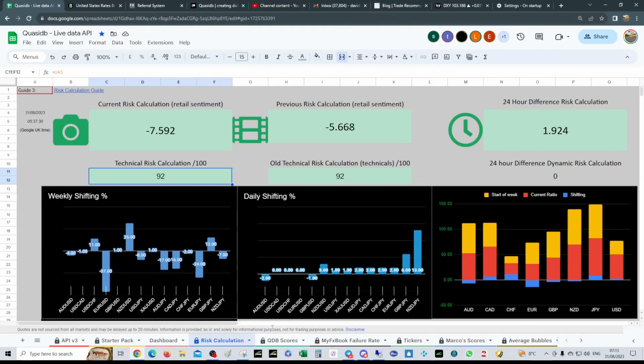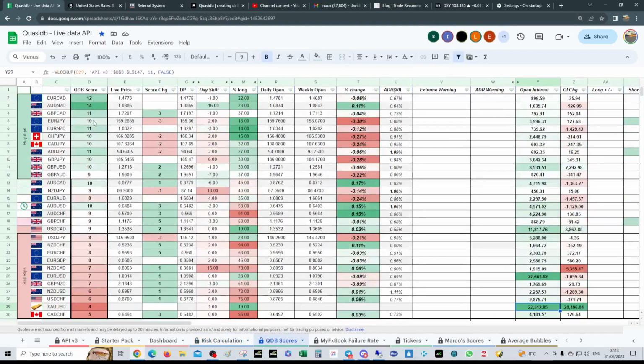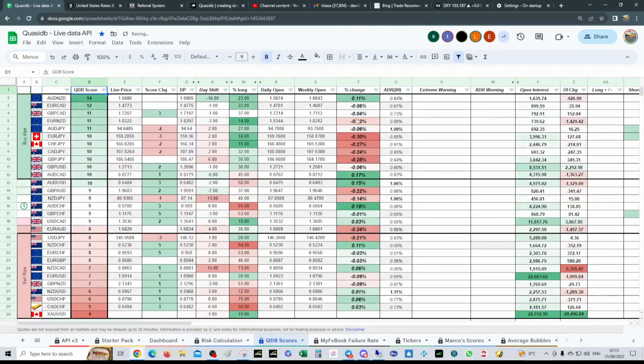Okay, QDB scores, and we can see we've got a little bit of red up here, which isn't so good. What happened is that they've gone long EJ, Swiss J, CAD J, AJ. They're going quite long on these pairs, so these are falling. So I think probably these should come down on their scores. So that's of note. In terms of yen, we're going to remove it from the robot, but we'll talk about the robot at the very end of the video.